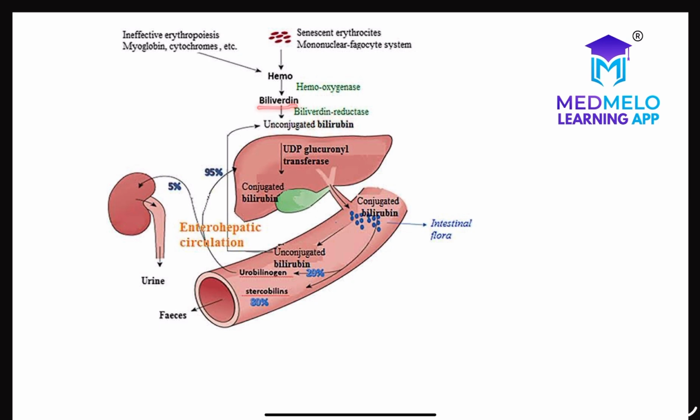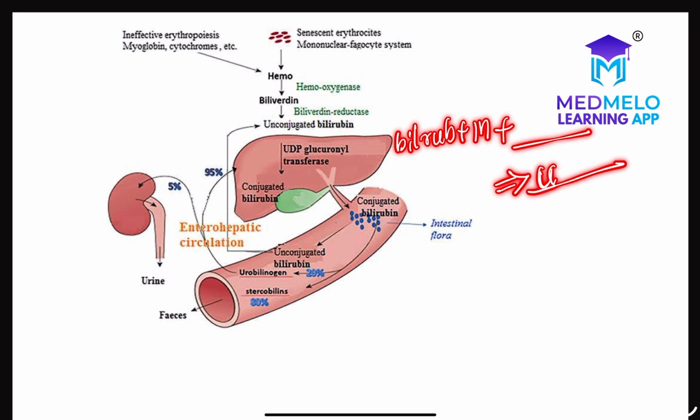Biliverdin is reduced into bilirubin, and the unconjugated bilirubin reaches the liver and it is conjugated. Conjugated means a substance is added to the bilirubin. Bilirubin plus one substance is added and it gets conjugated.